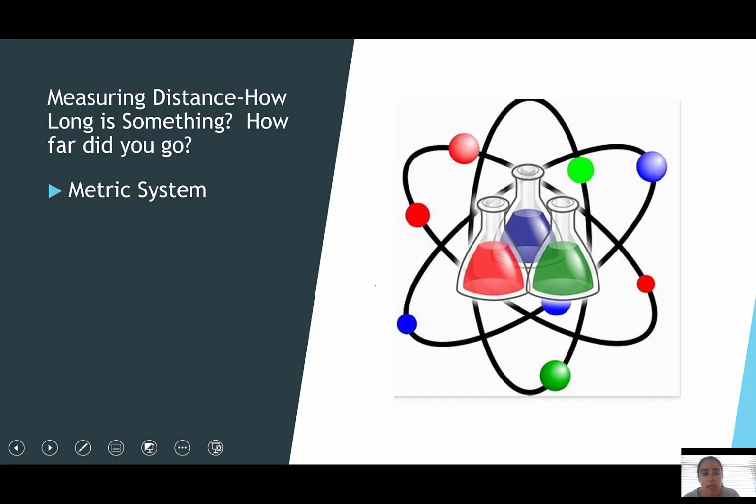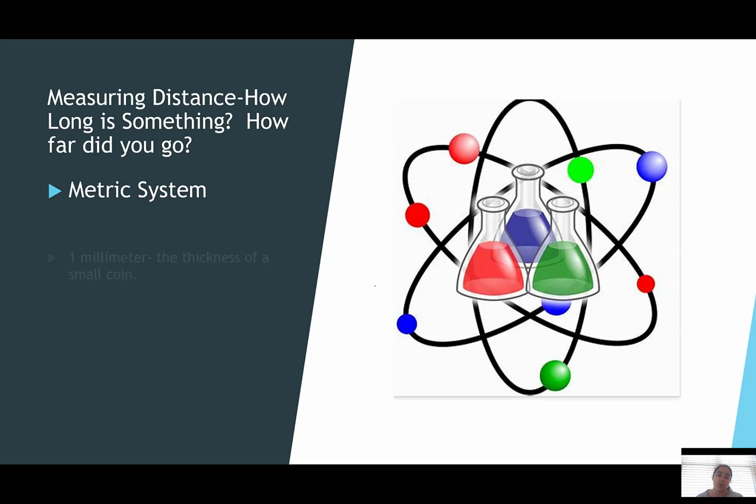Now, last week, we talked about measuring distance in the customary system. That's how we measure distance, how long stuff is here in the United States. But there's another system of measurement called the metric system that we use in science all the time, and pretty much every other country around the world uses the metric system. So there are some units of measure that I want to introduce to you for the metric system. So we're asking the same question. How long is something? How far did you go?